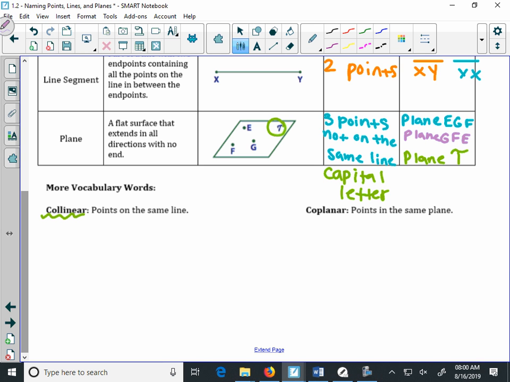Coplanar, kind of the same thing. It doesn't mean you complain a lot. It doesn't mean someone who complains all the time. Coplanar just means points on the same plane. Collinear, points on the same line. Coplanar, points on the same plane.